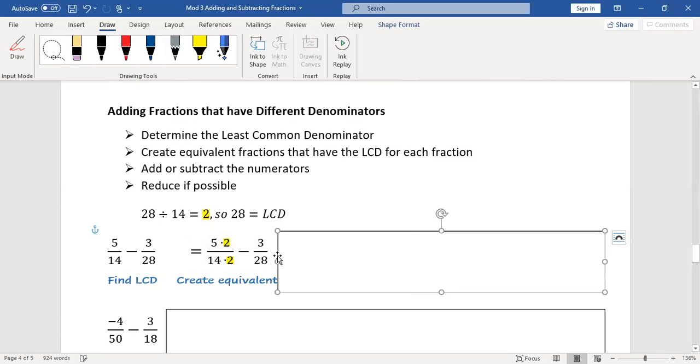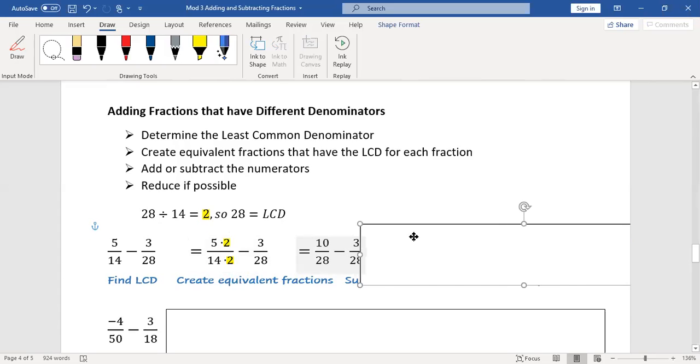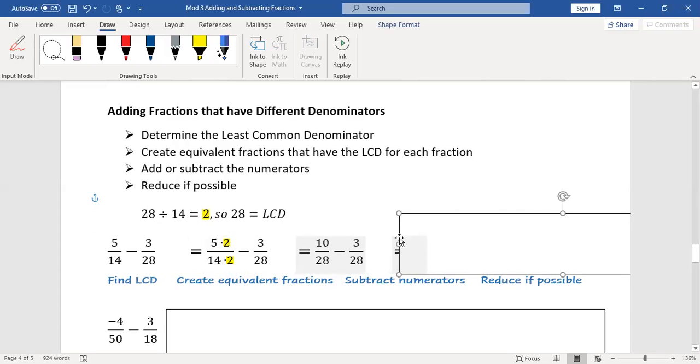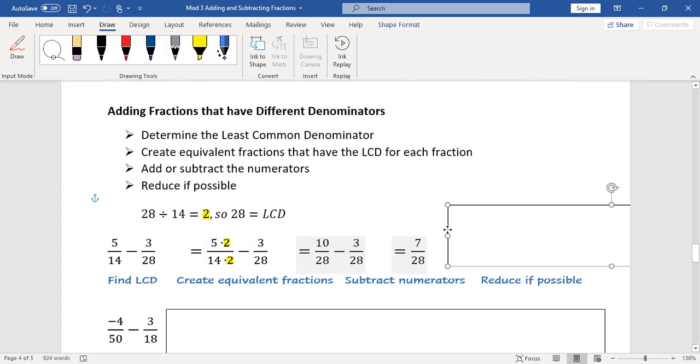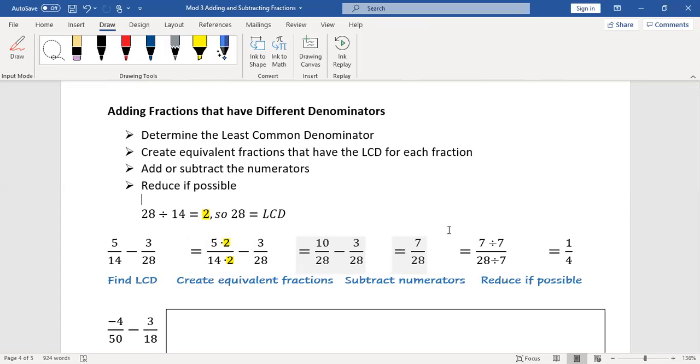The 3 over 28 doesn't need to change. It just stays the same. So now I have two fractions that have the same denominator. I can subtract my numerators, and I get 7 over 28. Now 7 over 28 can reduce because 7 can go into 7 and 7 can go into 28. So I'm going to divide my numerator and denominator by the common factor of 7 to get 1/4.